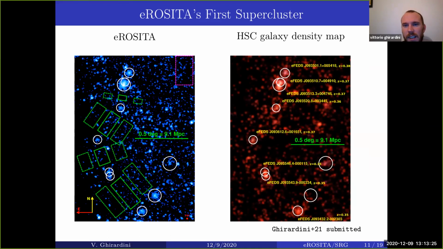And you see on the right the HSC, so the camera from the Subaru telescope, but not the image, the galaxy density map coming from HSC data. And you see the same circles on the left and the right, so the position of the clusters is the same. And you see the striking overlap between the X-ray emission and the overdensity in galaxies at this redshift. So this actually confirms our indication that this is a supercluster. And you see here the names of the clusters and the redshift. These two are present in the field, but are not at the same redshift. This one is at a slightly different redshift, and this is why it shows a small signal in the galaxy density map.